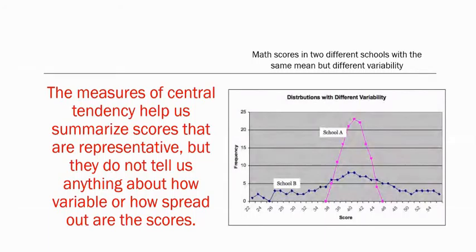Although the measures of central tendency help us summarize scores, they don't tell us how spread apart the scores are or how close they are to the mean. In the graph on the right side, we have school A and school B. Both of these have the same mean. These are math scores in two different schools with the same mean. Look, the same mean, but they don't show the same graph, because they have different variability. So which one is the better school?